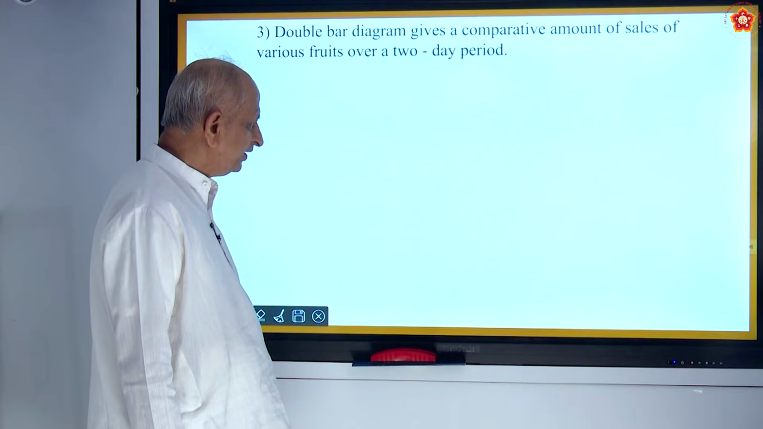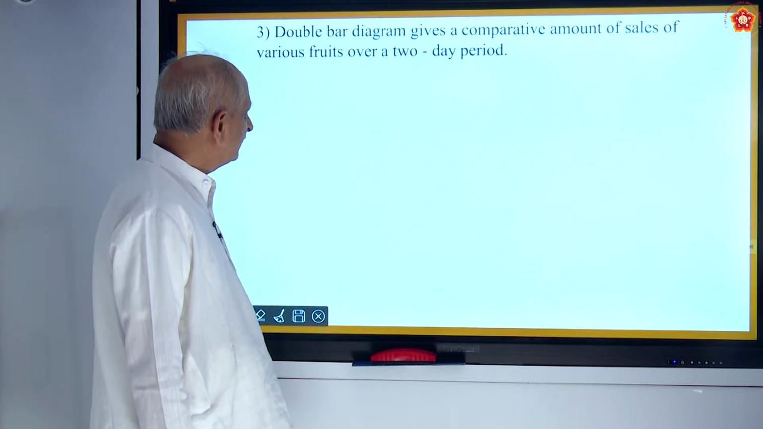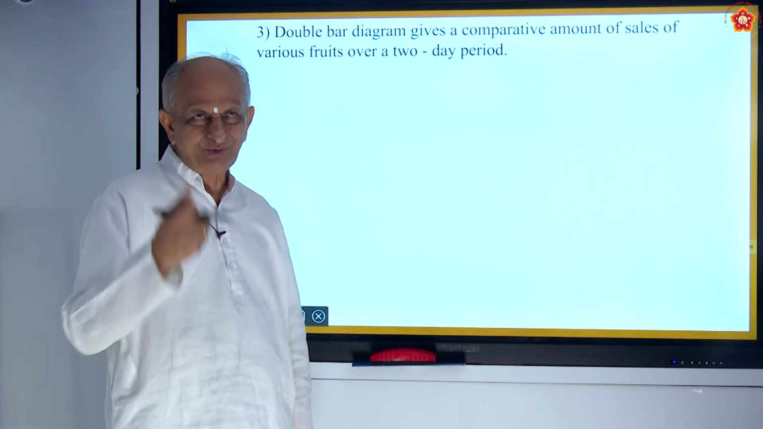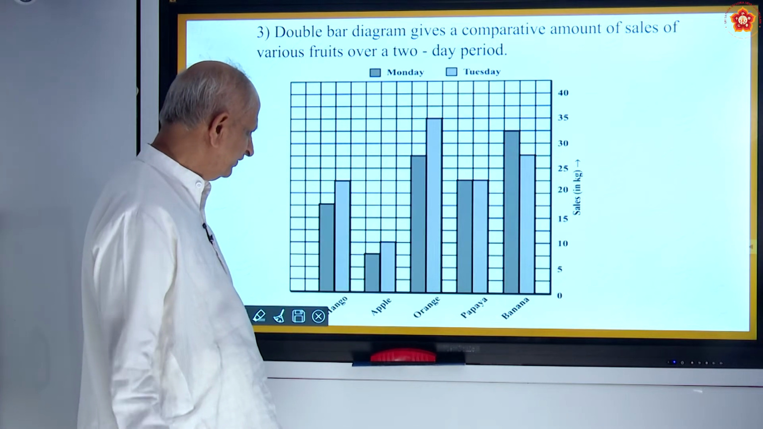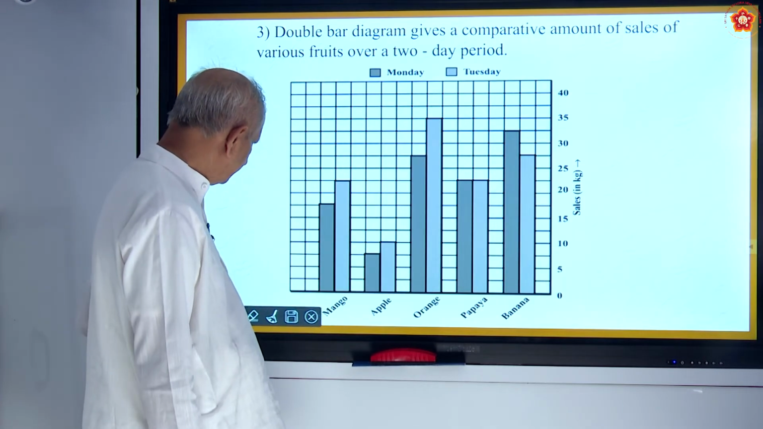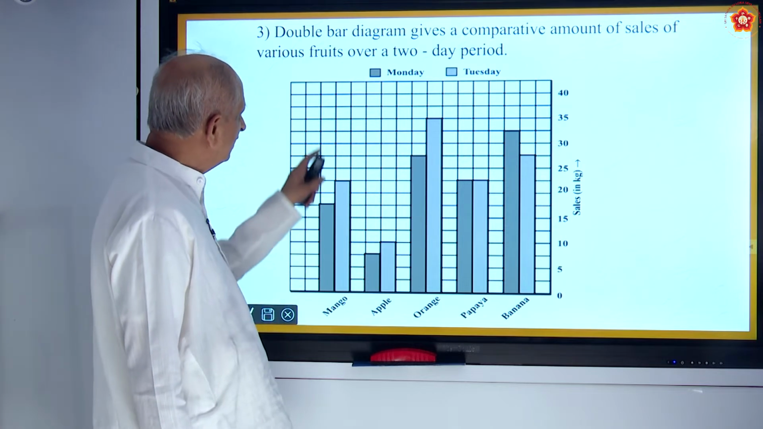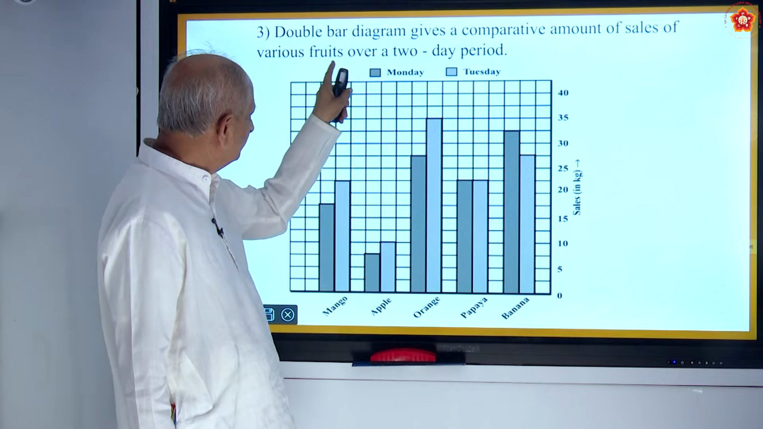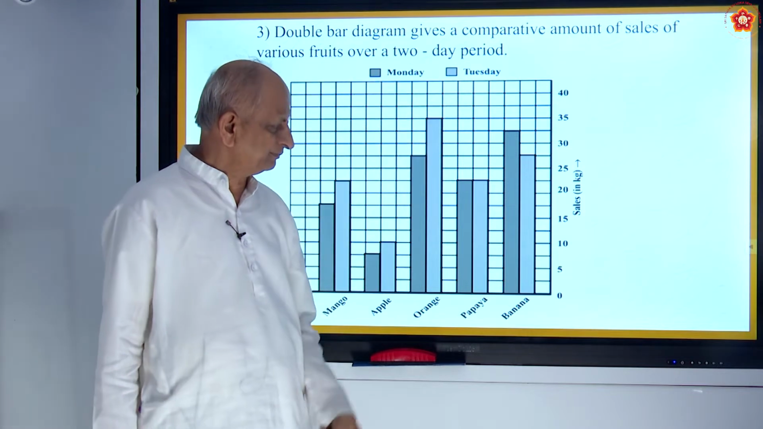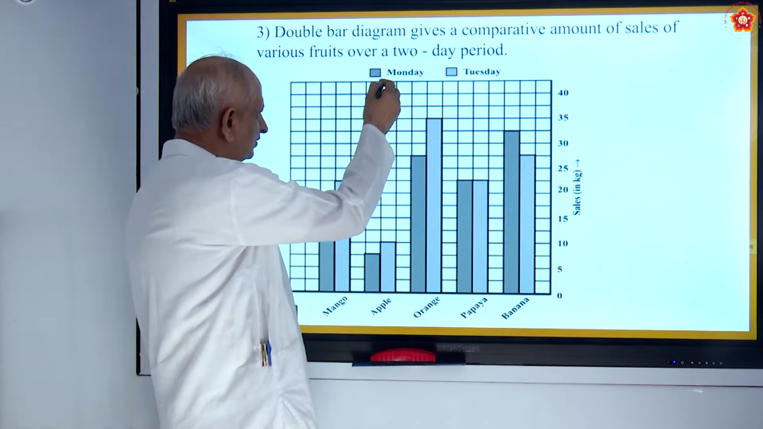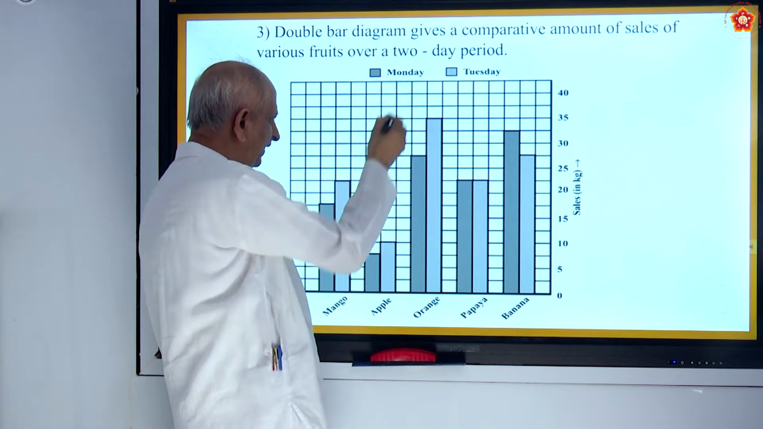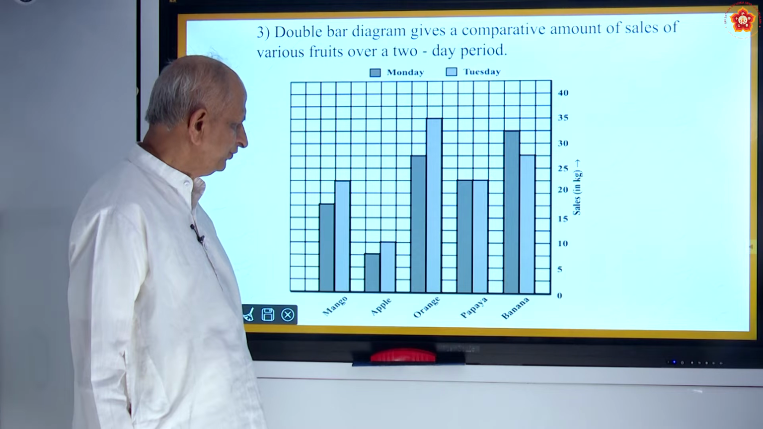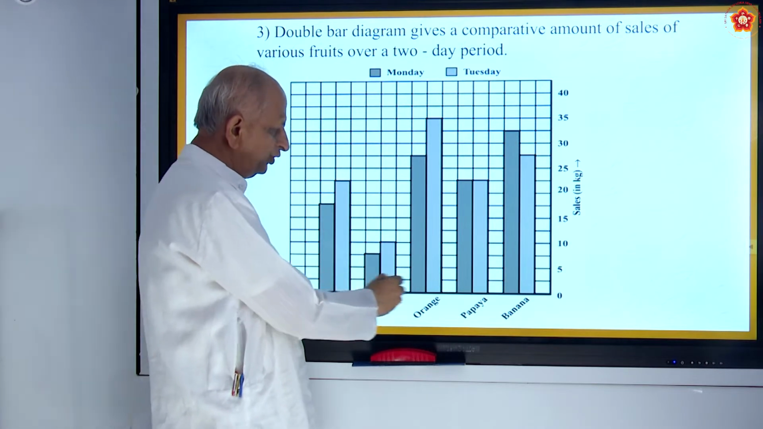And one more thing we already studied is what is called a double bar diagram. Double means what? Two bar diagrams together. We already saw it in the previous chapter. Here there is a comparative amount of sales of various fruits over a 2-day period. Here the dark bar shows Monday and the light one is Tuesday. So, Monday and Tuesday, how many fruits are being sold?